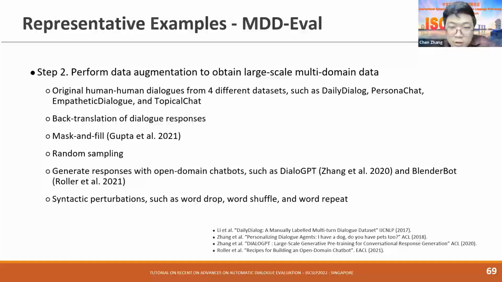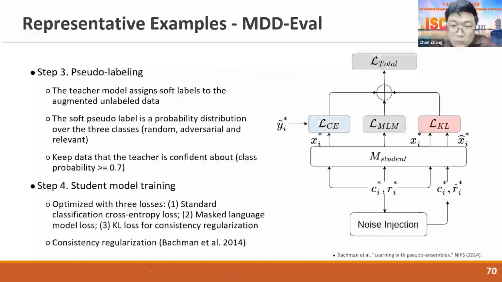Then of course, following MAUDE, we have the syntactic perturbations to generate the negative responses. So step 3 is actually the quality check step. Sorry, it's a pseudo labeling step. So we use the teacher model to assign soft labels to the augmented unlabeled data obtained in step 2. Then the soft label is a probability distribution over the 3 classes: random, adversarial, and relevant.